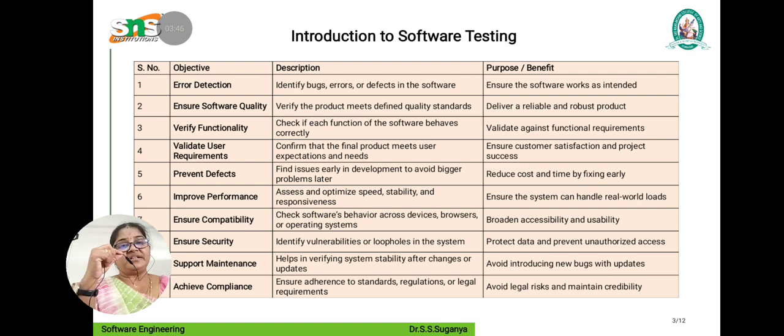Next we have to prevent the defects. How do we prevent the defects? We have to find the issues early itself. Whenever there is a problem, we have to identify that problem in the early stage itself. Why should we identify the problem in the early stage?